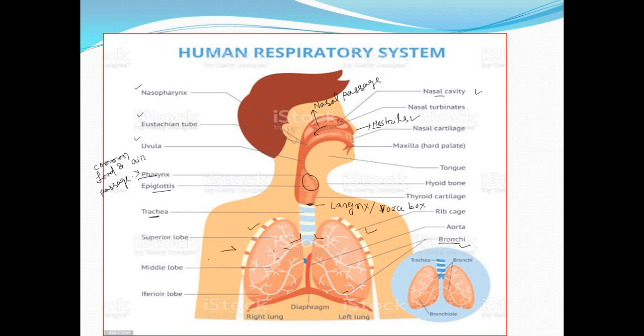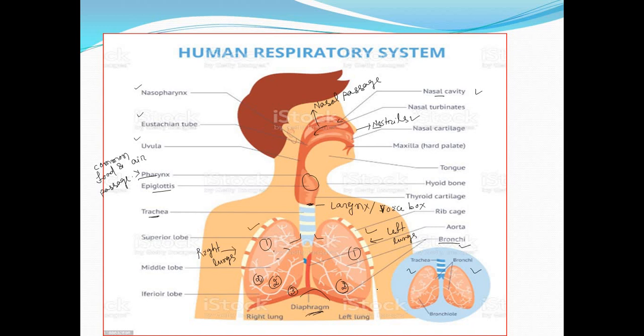This is the right lung, and this is the left lung. Here the left lung is two-lobed and the right lung is three-lobed: one, two, and this one is three. Here you can see the diaphragm. Here are the bronchi and trachea. This is all about the structure of the human respiratory system. So let's move to the next slide.